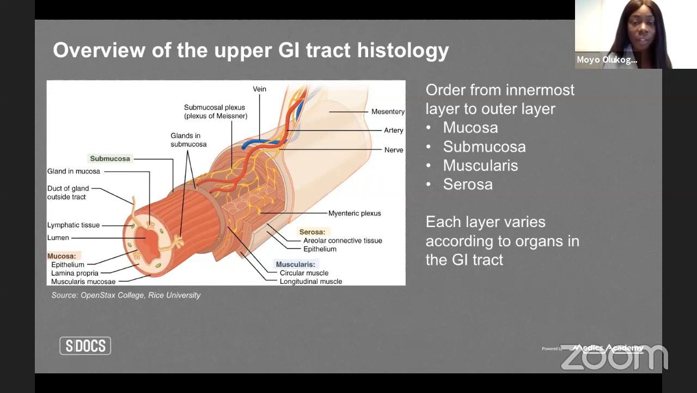The next layer is the muscularis. This is composed of an inner circular layer and an outer longitudinal muscle layer. It's innervated by the myenteric plexus, as you can see here, and this allows for peristalsis, so the food can travel along the GI tract as well as be mechanically digested. Finally, we have the serosa, this layer here in beige. It consists of the connective tissue, epithelium, and visceral peritoneum, suspending different GI organs within the abdomen. So we have 4 basic layers and each layer varies according to the organ.